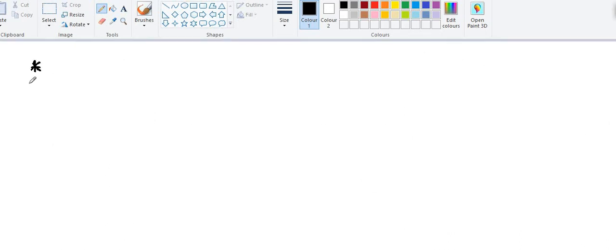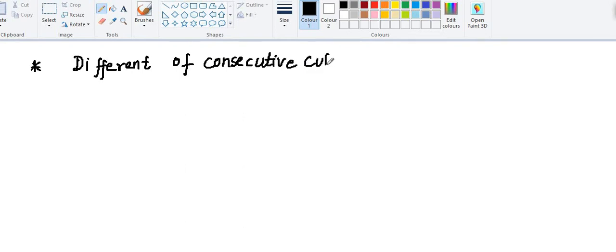Difference of consecutive cubes is one more than 3 times their product.